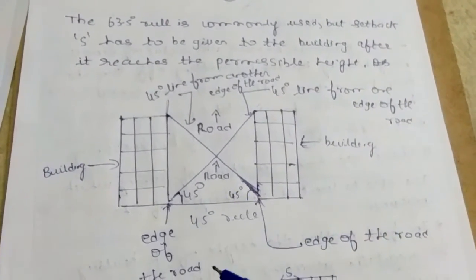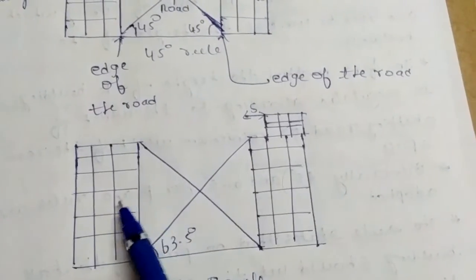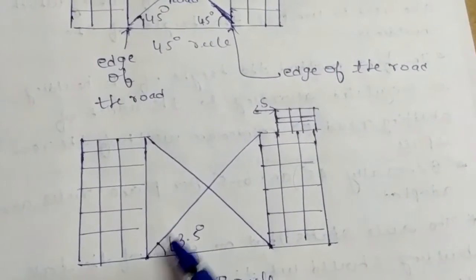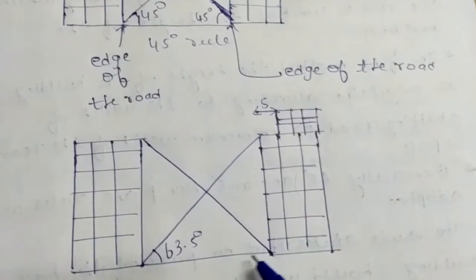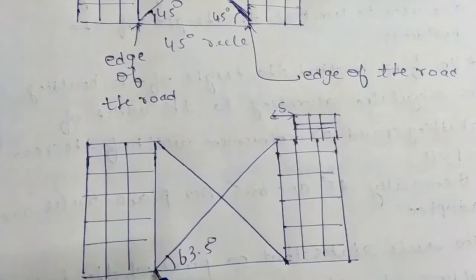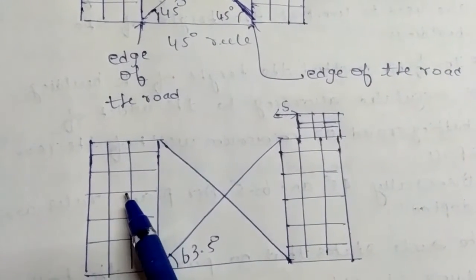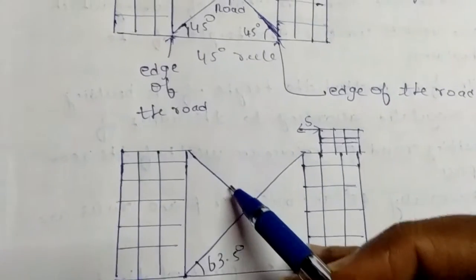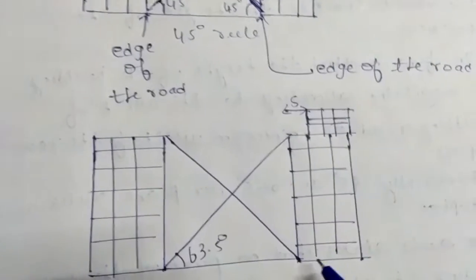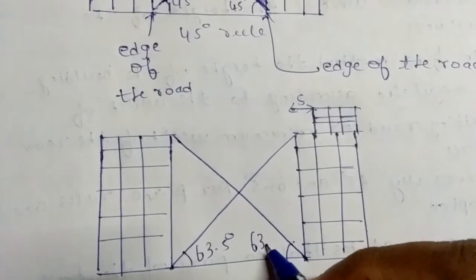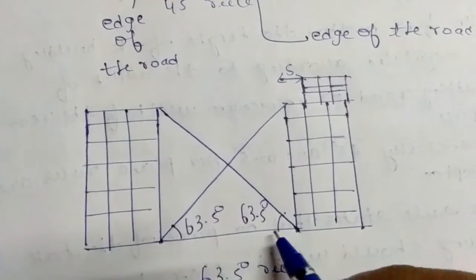So let us see the 63.5-degree rule now. The concept is the same. These are the two buildings. These are the edges of the road, okay? For this building, we are considering this edge of the road, and for this building, we are considering this edge of the road. So for this building, taking the edge of the road in this manner, this will also be 63.5 degrees with respect to the horizontal.